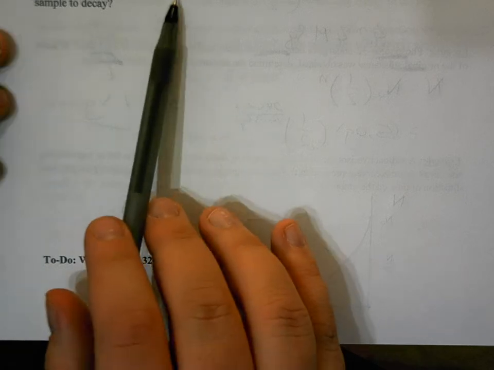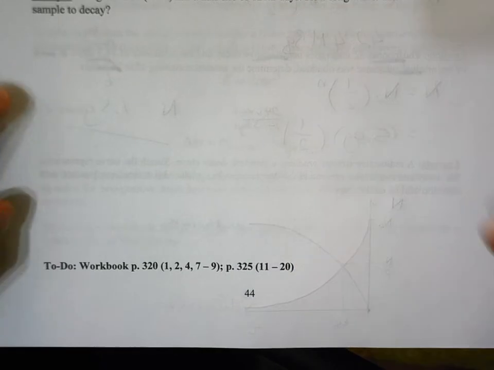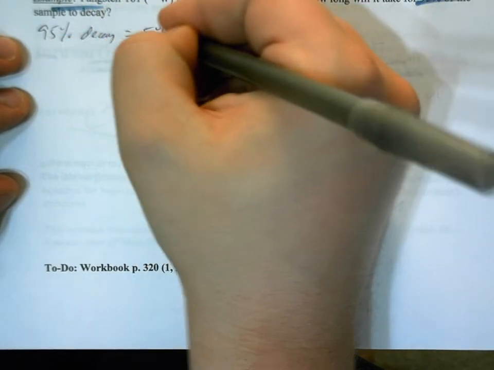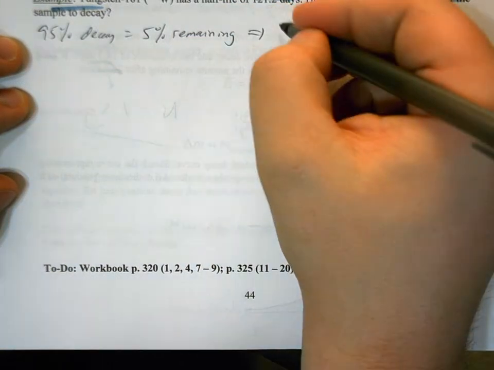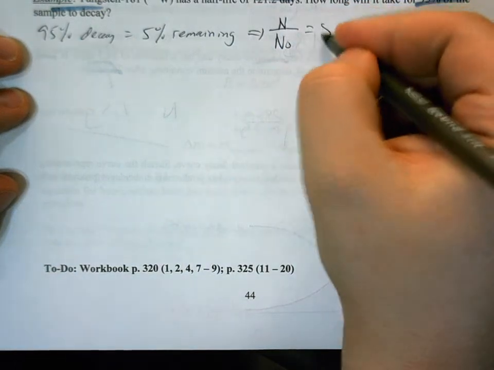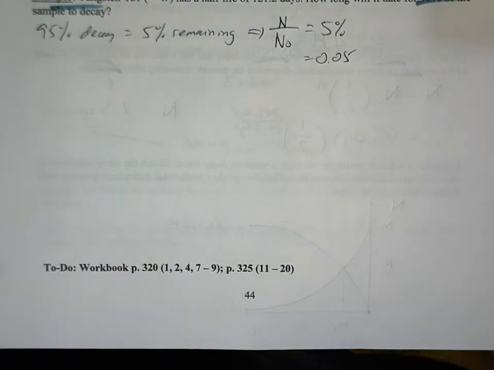So we have tungsten-181. It has a half-life of 121.2 days. So how long will it take for 95% of that sample to decay? Now, 95% decay is telling us we have 5% remaining. So what this actually means is that the ratio of what's left to what we started with is going to be 5% or 0.05, because whenever we're doing calculations, we want percentages to be in decimal.